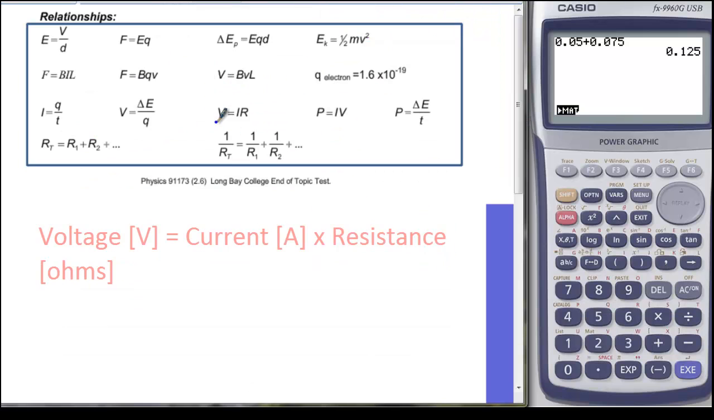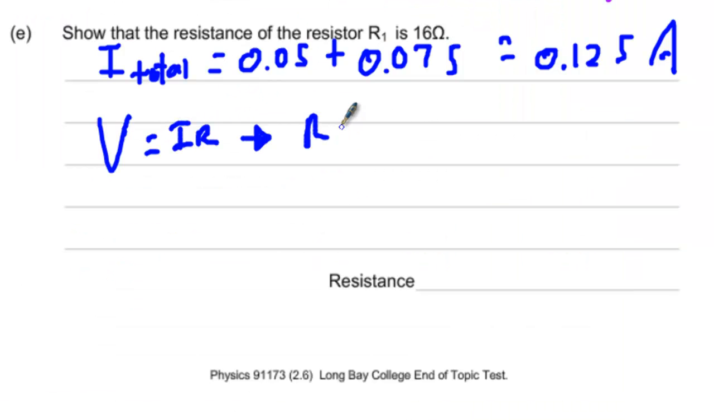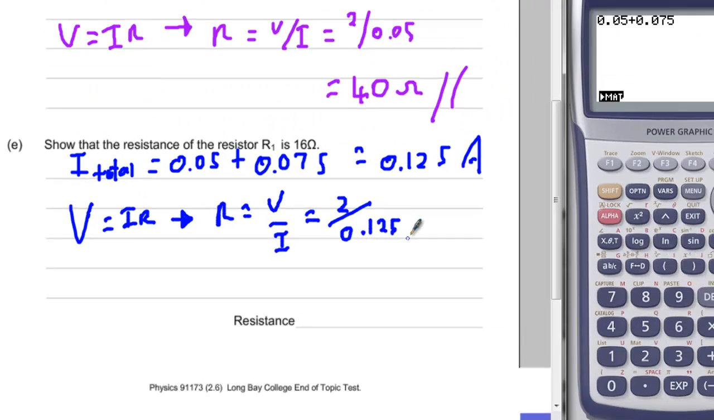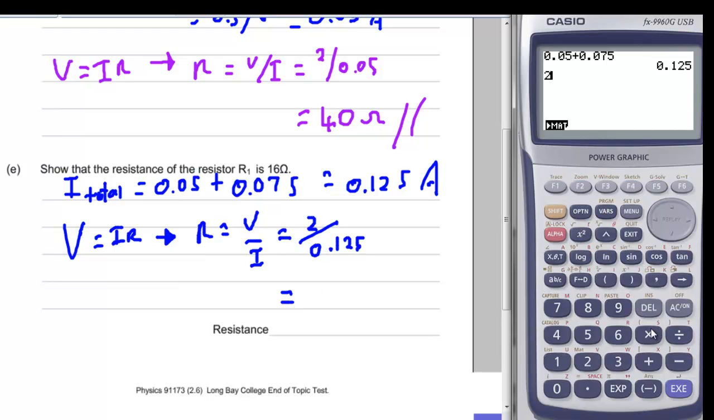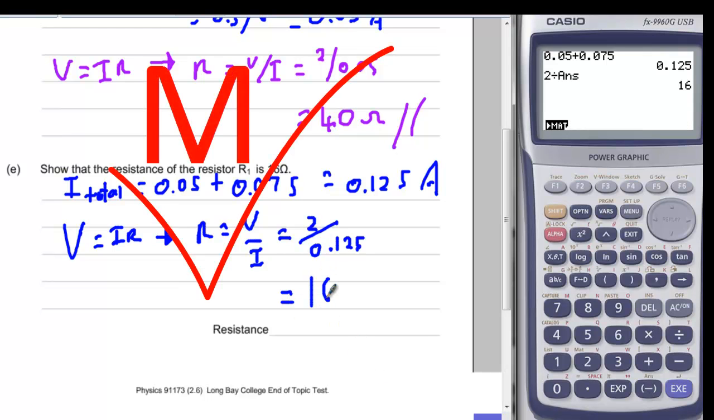So to find out the resistance of R1, we know the voltage, we know the current, we simply use Ohm's law, which is V equals IR, and we're looking for the R, so we rearrange this to be R equals V divided by I. The voltage across that resistor is 2 volts, the current going through the resistor is 0.125 amps, so the resistance is 2 divided by answer, making it 16 ohms.